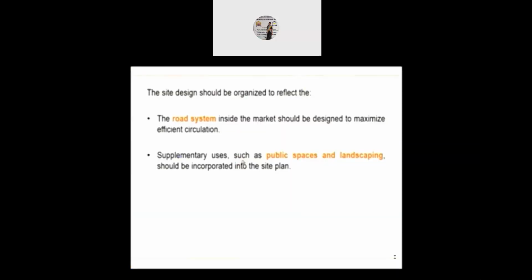Supplementary uses such as public space and landscaping should be incorporated into the site plan. While making these improvements, we should make sure we have public spaces for people to gather inside and for people to move from these public spaces to their private shops. And also we must have green spaces as breakout points while you are making the site design.